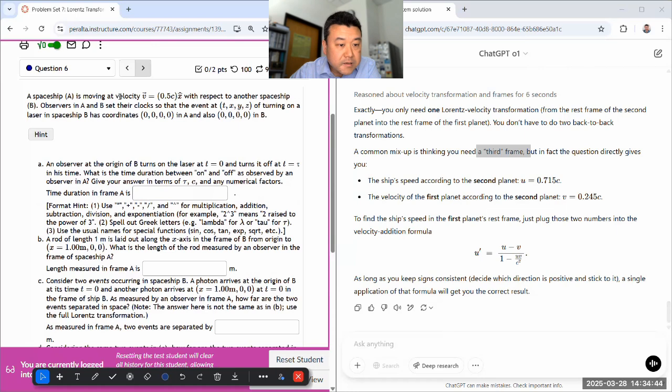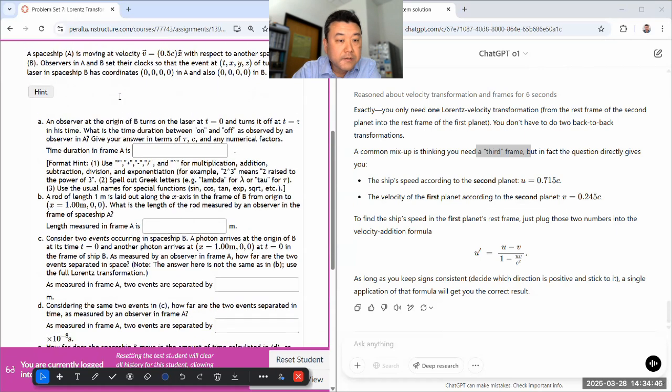So I think this is one of the questions that involve relativity of simultaneity. Let me read, work through, and look for opportunities to mess up. The spaceship is moving at that speed. Select another spaceship B, set their clocks. Okay, that's just the origin of the coordinates. Observe at the origin, B turns on the laser at t equals 0 and turns it off at tau proper time. What is the time duration between on and off as observed by an observer?